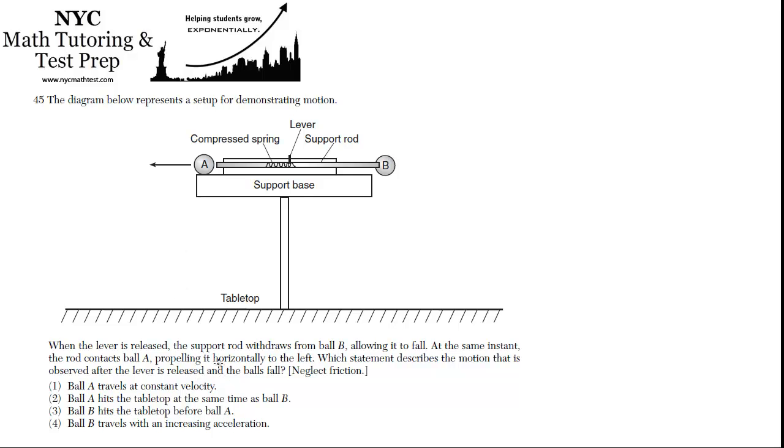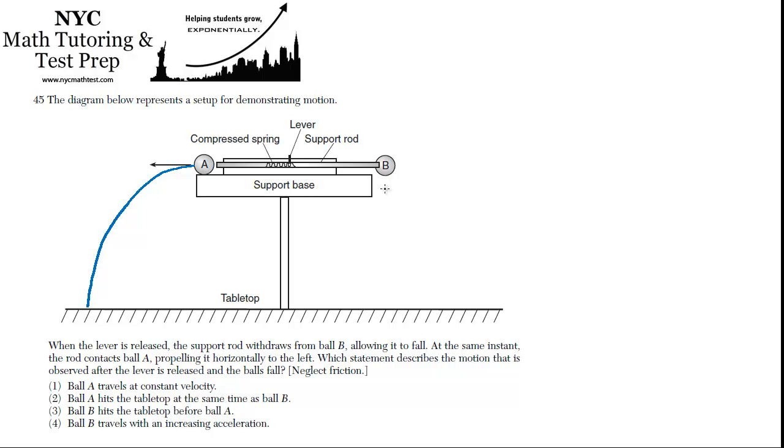Neglect friction. So let's draw, roughly speaking, the trajectory of each of these. A is being propelled to the left, but of course gravity is going to pull it down to the tabletop, so its trajectory would look something like this. That's roughly the path that it's going to take.